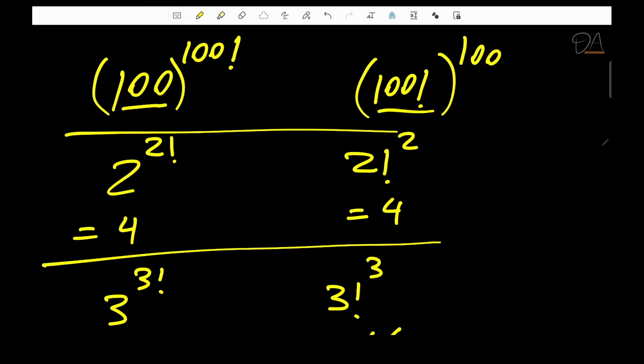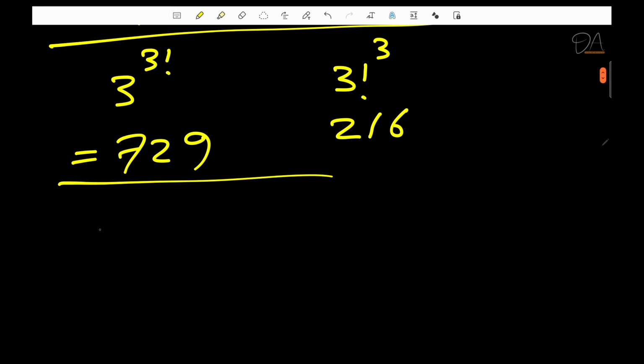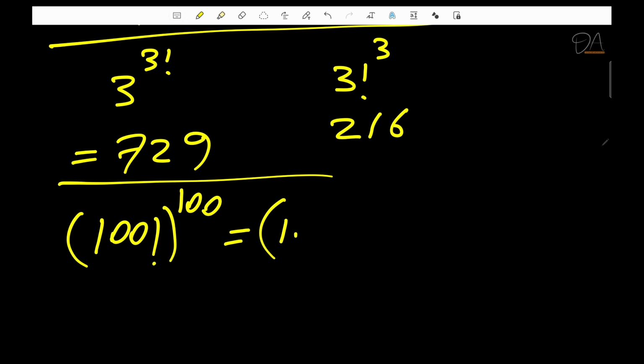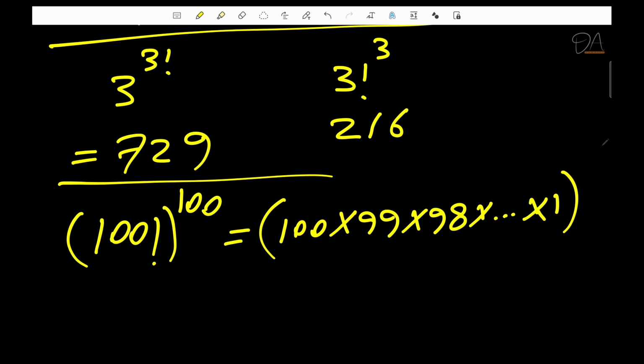That could give us a direction to solve the problem by trying somehow to make the two bases the same. So let's, for example, take this one, 100 factorial to the power 100, and see if we can manipulate it a bit so that we have a base of 100 to compare with. So we're starting with 100 factorial to the power 100. I can write the 100 factorial as 100 times 99 times 98 until we reach 1, all to the power 100.